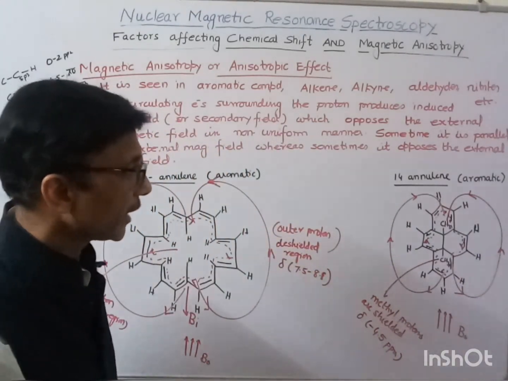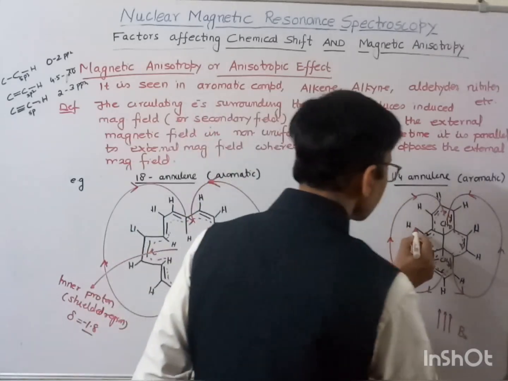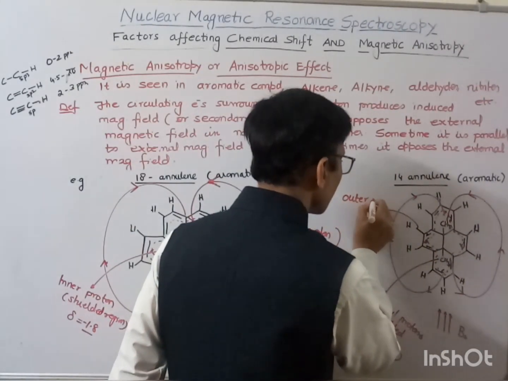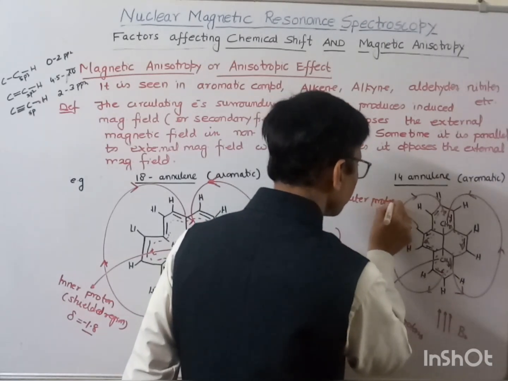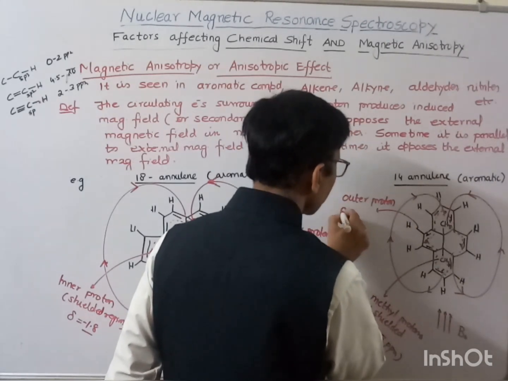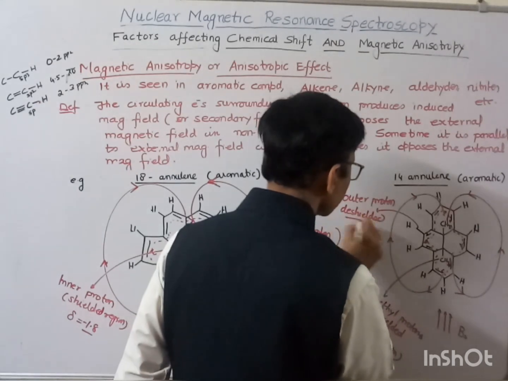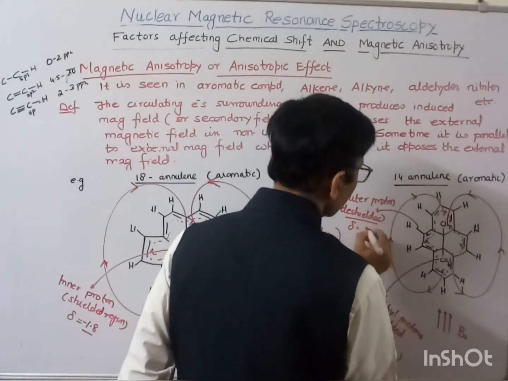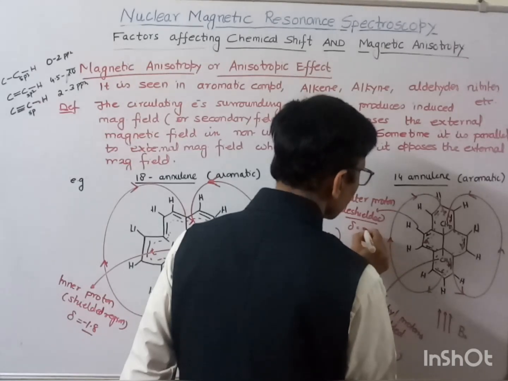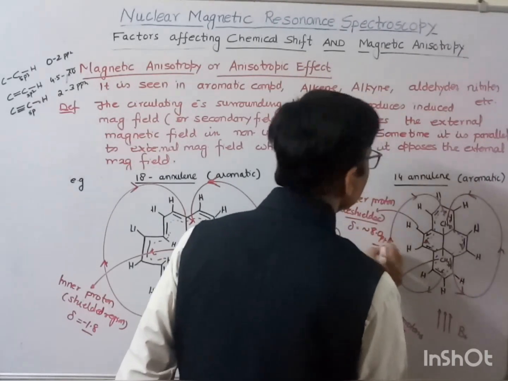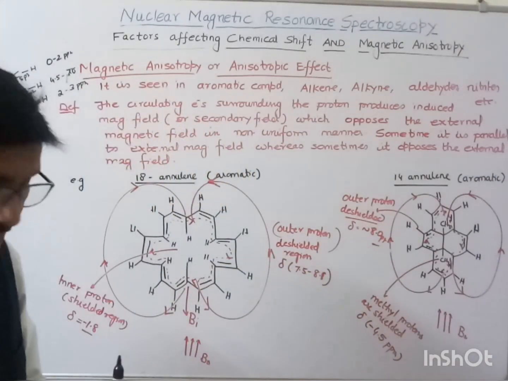And these are the outer protons. Outer protons are the de-shielded ones, and they come around delta 7 to 8, around 8 ppm, like this. So this is about the 14 annulene system.